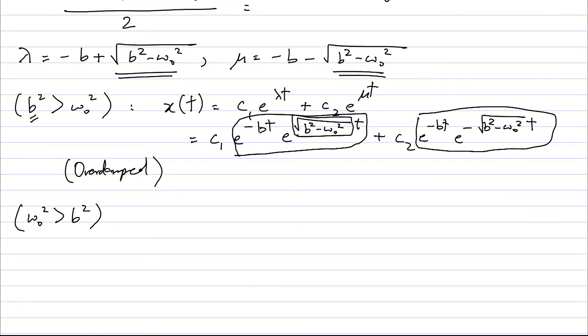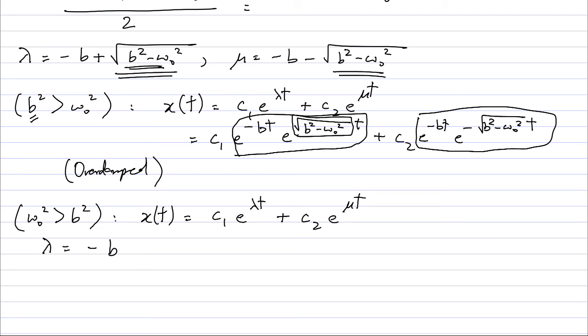weak. Again, you have x of t given as c1 e raised to power lambda t plus c2 e raised to power mu t. But now if you notice in lambda, since omega naught square is bigger than b square, this thing in the square root is going to be negative. So to deal with that, I first rewrite my lambda as minus b plus i omega, and mu as minus b minus i omega, where I have defined omega as square root of omega naught square minus b square, and omega is now real, because omega naught square is bigger than b square.